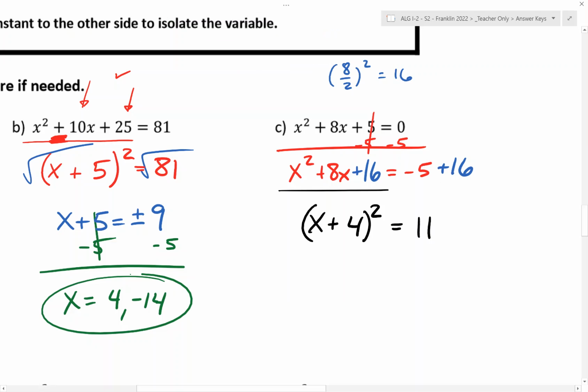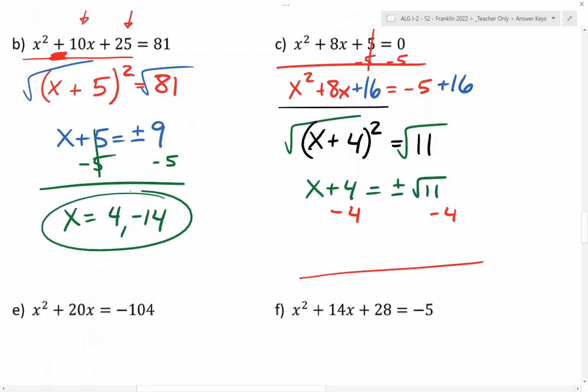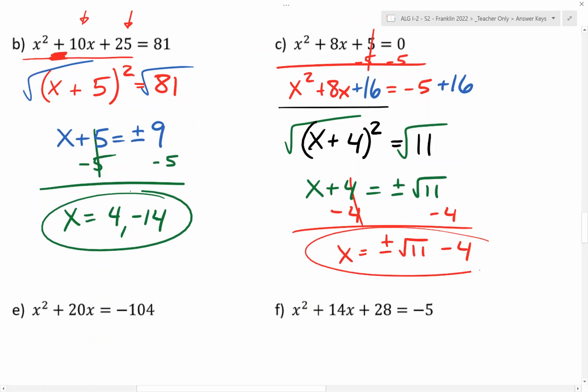So from here, we take the square root of both sides. x plus 4 equals the positive and negative square root of 11. And then we will subtract 4. So x is equal to positive and negative square root of 11 minus 4. Okay, so if it's not a perfect square trinomial, we need to adjust our equation to make sure that we get a perfect square trinomial.